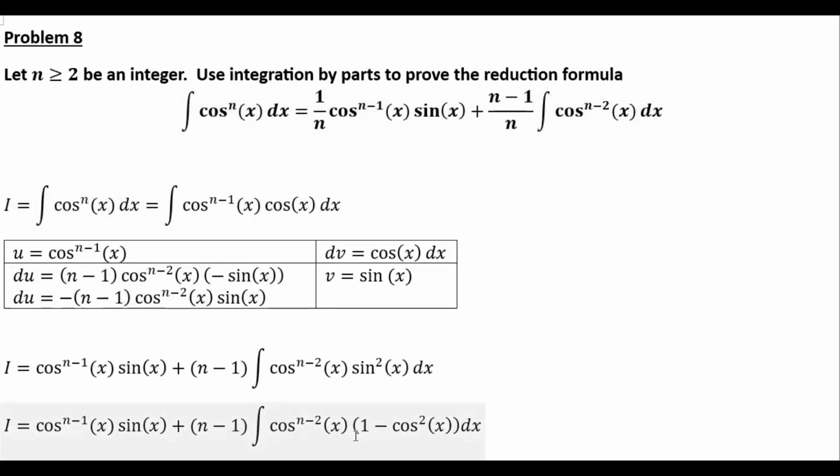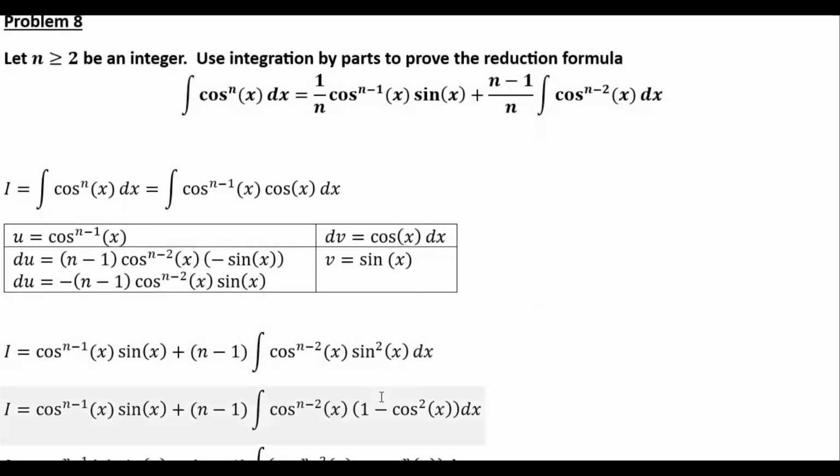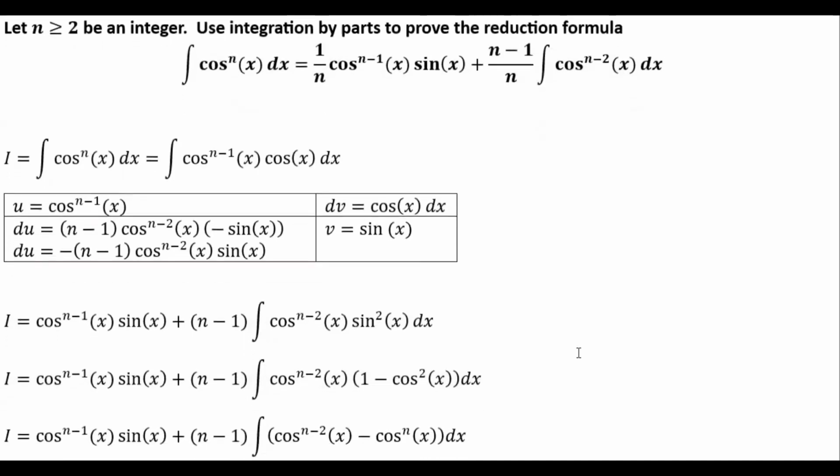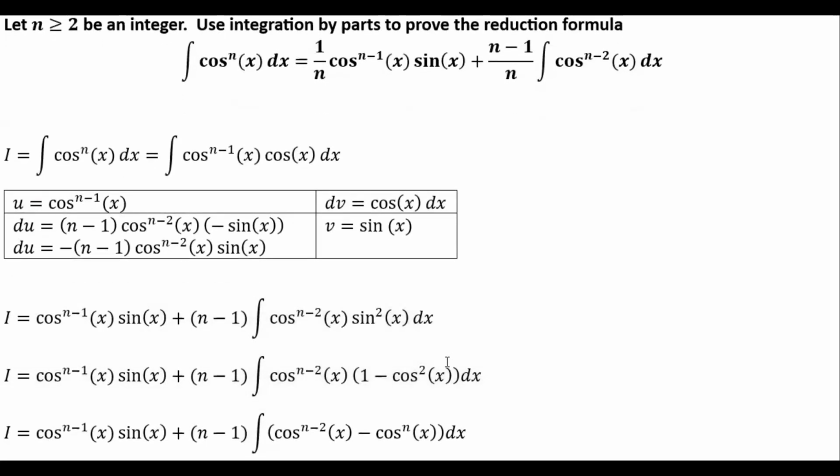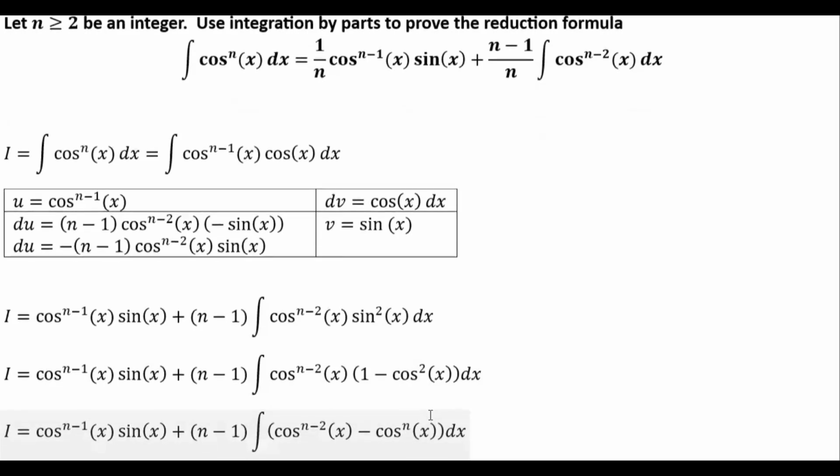Now, we've got to make this match that over here. So that's why I started messing with the sine squared, because this matches, but this has an extra sine squared. So sine squared is 1 minus cosine squared by the identity. Distribute this to both terms, and you get cosine to the n minus 2 minus cosine to the n.